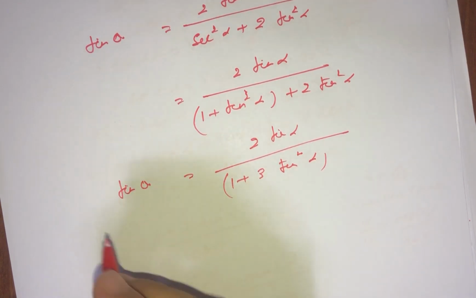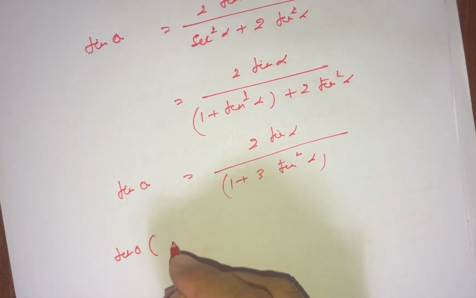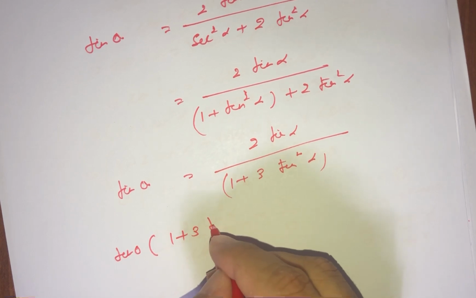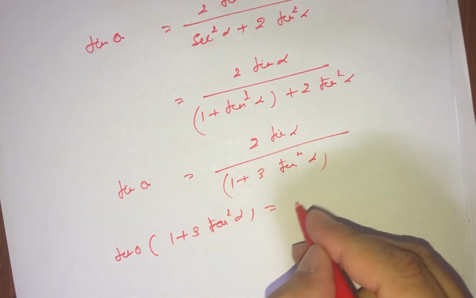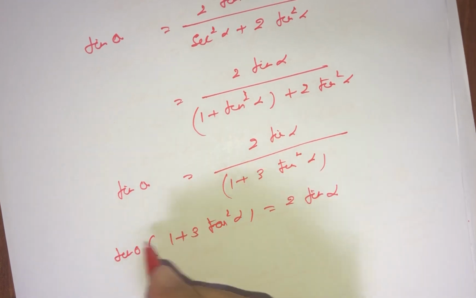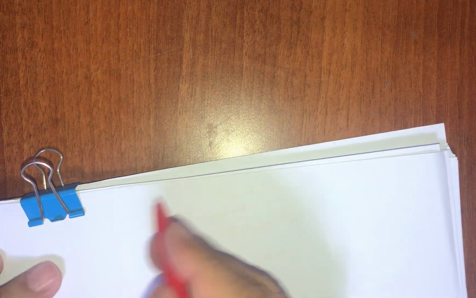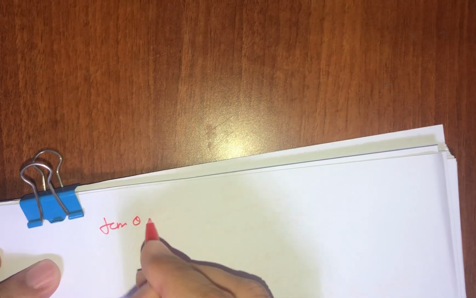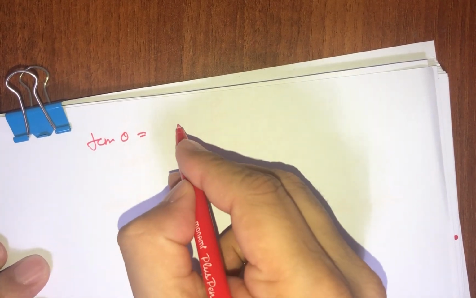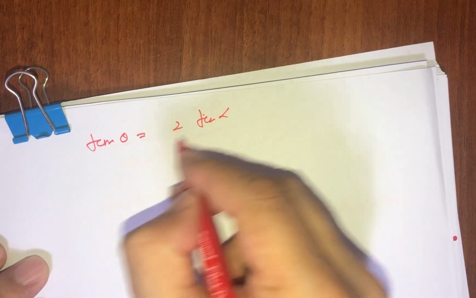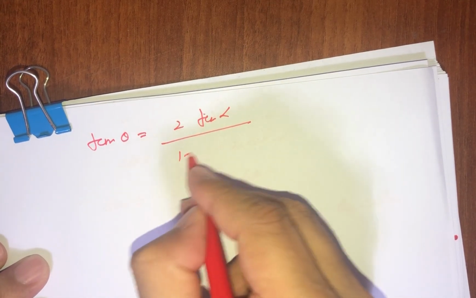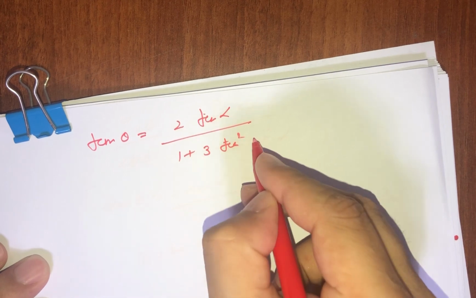Multiplying it to the left side, we get tangent of theta times (1 plus 3 tan square alpha) is equal to 2 tangent of alpha. This was the first part, so we have proved the first part. So we are further going to continue with the same equation. Let me write it here. We wrote last, tan theta is equal to 2 tan alpha divided by 1 plus 3 tangent square alpha.